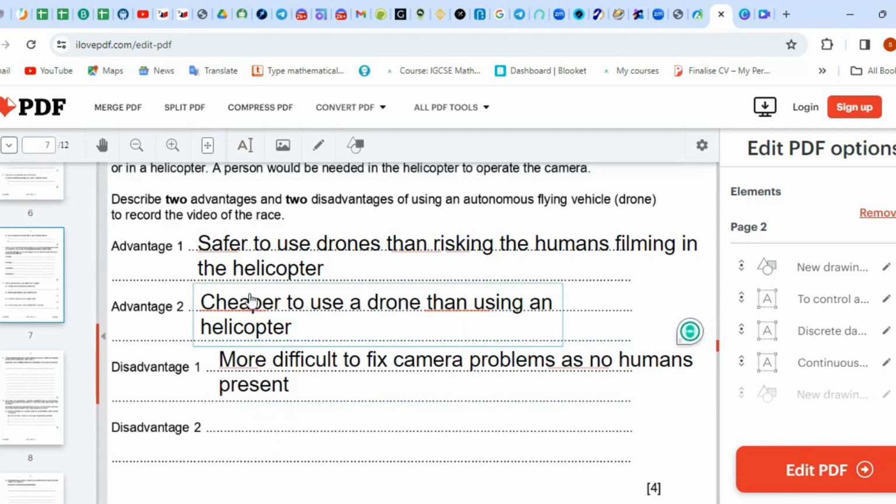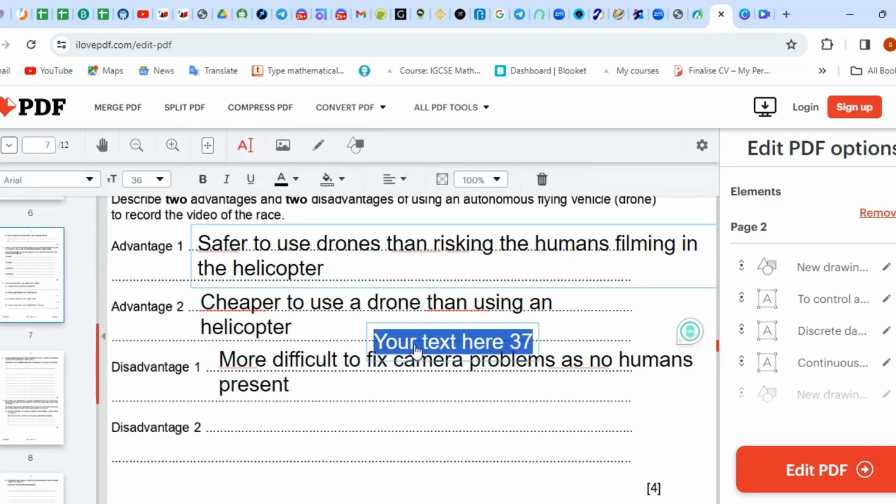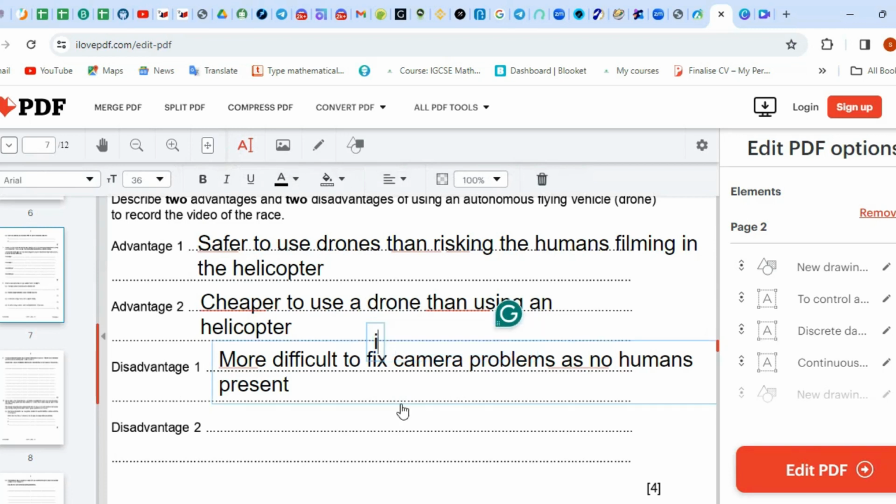Another one is it can fly out of range and lose control signal. It can what? It can fly out of range and lose control signal.